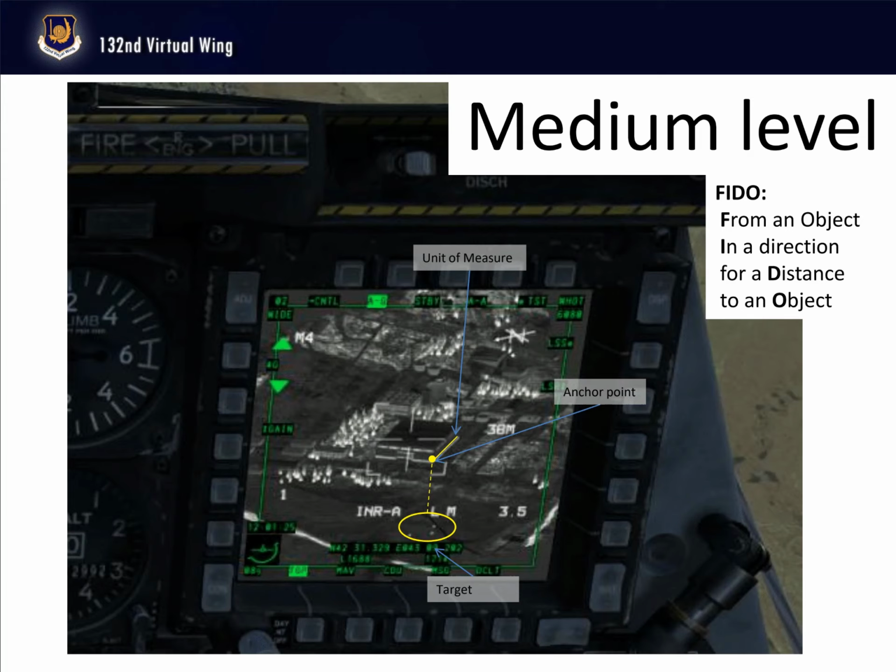Here you can see something that we call unit of measure. Instead of talking in meters or kilometers, we take something specific on the ground that the pilot can see, and we call this the unit of measure. Here it's the length of the wall, the southern wall of the building. This is the unit of measure. Now the anchor point is the southwest corner of the building, and then there are 2 units of measure to the target.